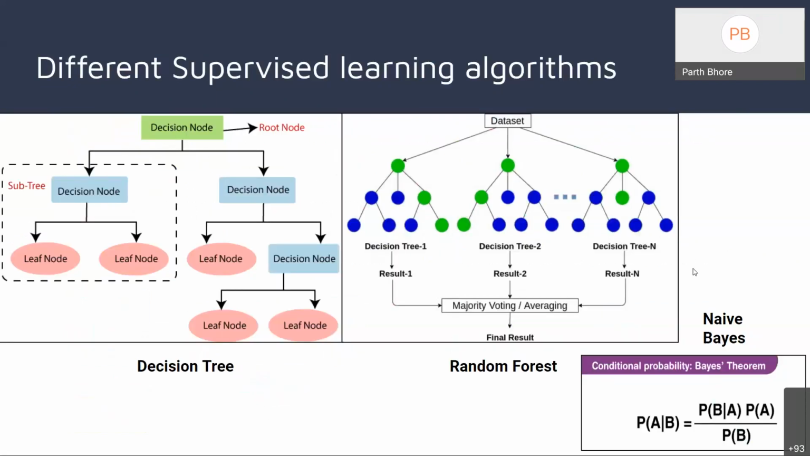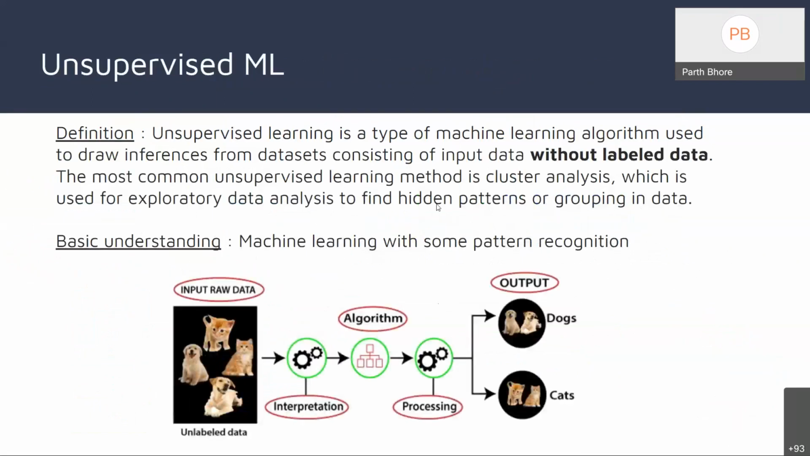So now, we just talked about supervised machine learning, and now we will talk about unsupervised machine learning. Here there are no labels. In the previous case we had labels, but here we don't have any labels. So how will the machine learning algorithm work now? Here you can see the basic understanding. Machine learning works with some pattern recognition. So it will identify some pattern in the data.